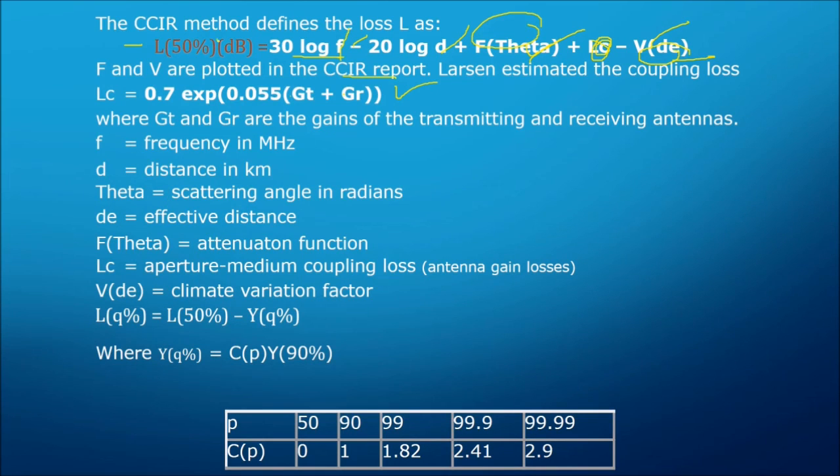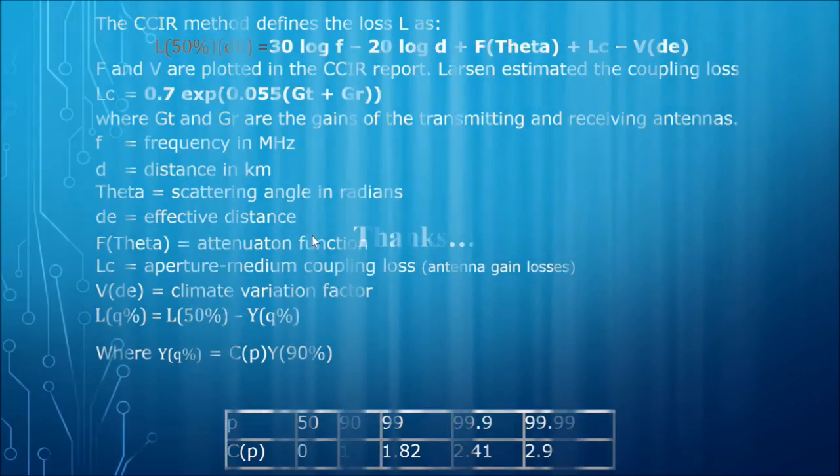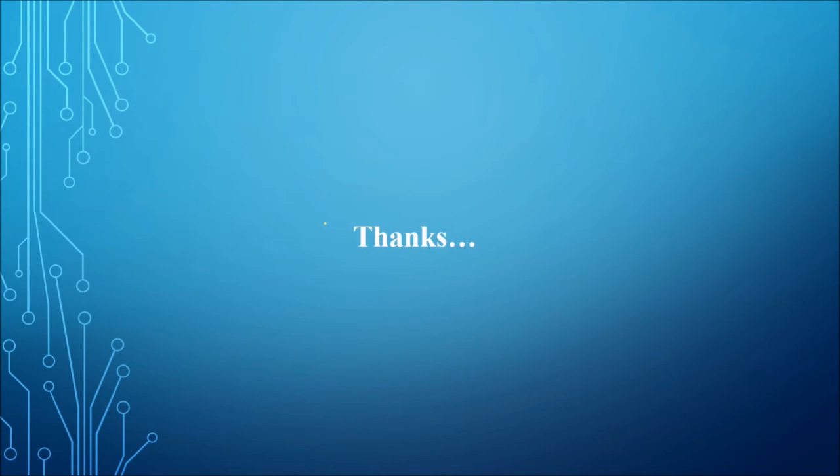Once you compute this L50%, this is the median one. You can then calculate for any percentage using the formula L50% minus YQ%, where YQ% is given by CP times Y90%, which is given by this. You can take this one, which is 99%. So all these values you can take. These are a few questions on tropospheric propagation and communication.